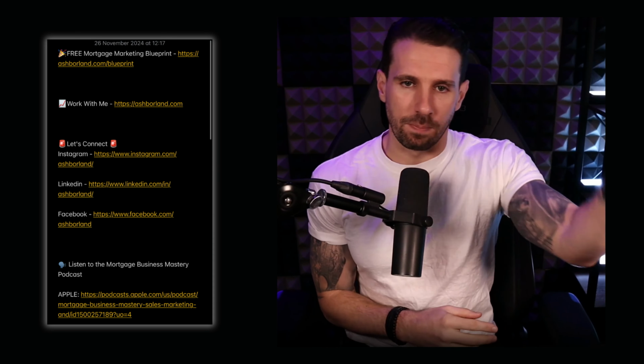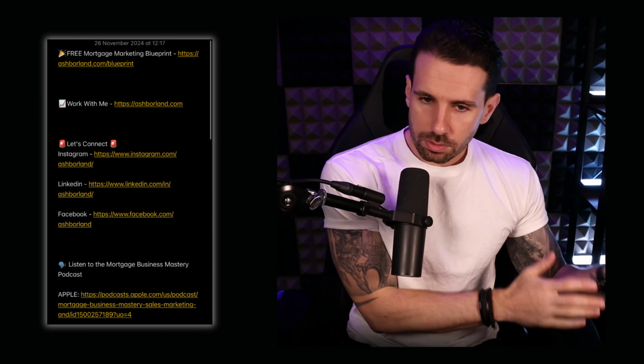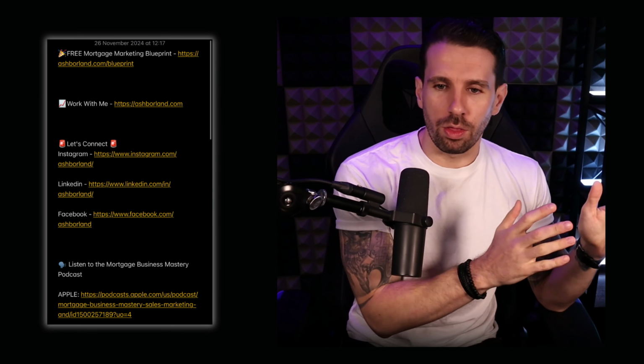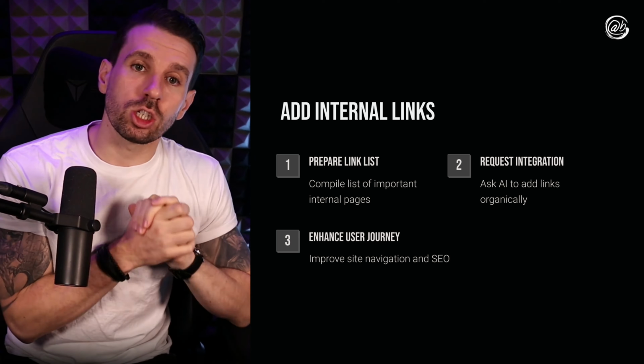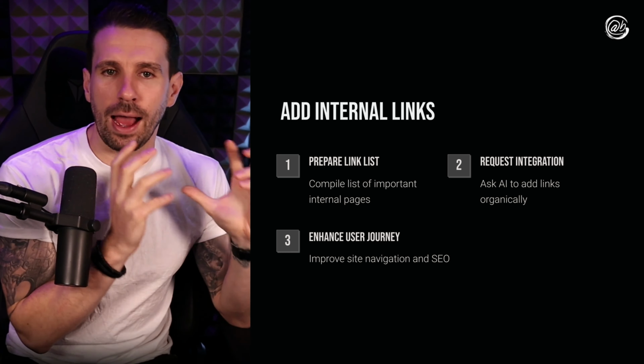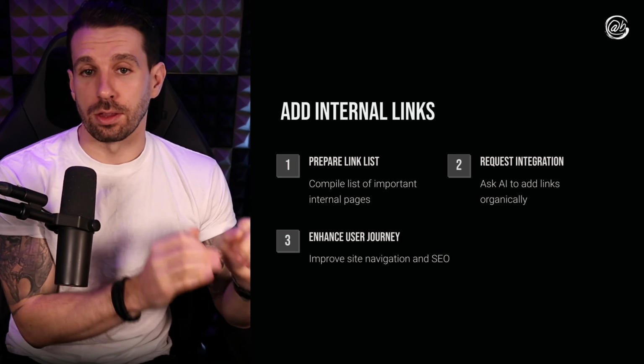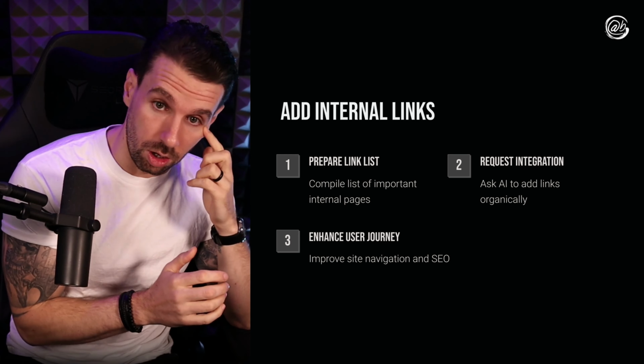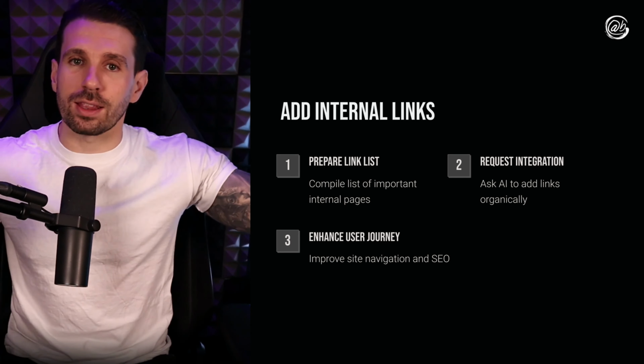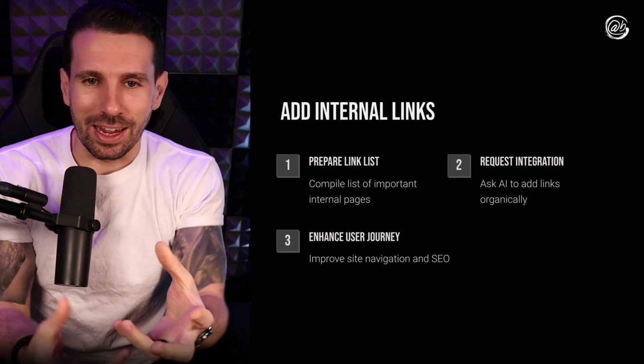From here, you can bring up a list of links I have, like my website, my free blueprint, my social medias, all this type of stuff. I have these in notes on my computer. I can copy and paste them in, and it says it has the link and what the link is. And then I just say, can you please add these links into this blog organically so that it doesn't break the flow of the content? And then I put that in, and all of a sudden these links will be integrated into the blog.